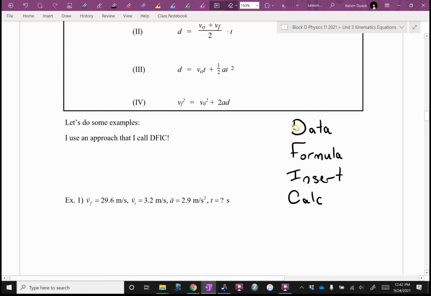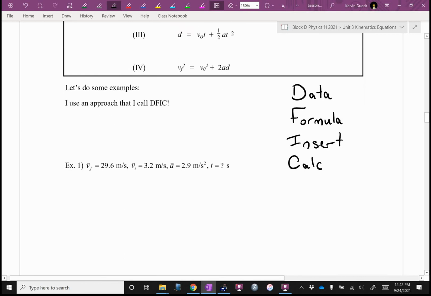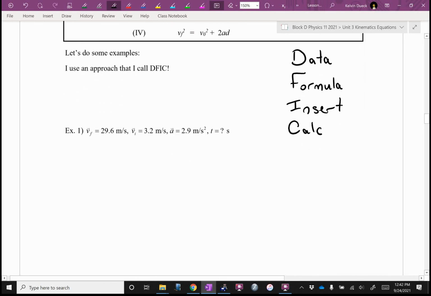I've done the listing the data portion already. This is what I would have pulled out of the question. So I've done step 1 already. Marcus, what has a question mark next to it in example 1? What are they asking me to find?